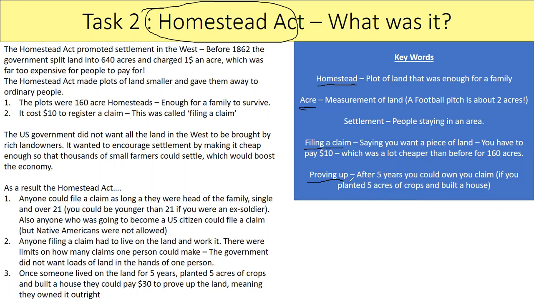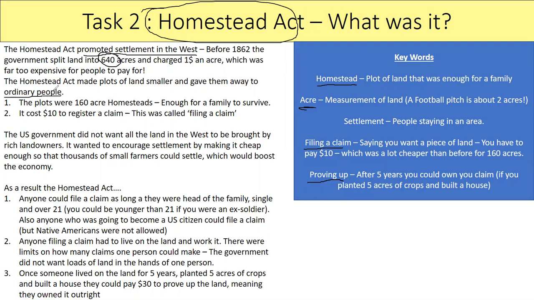So, what was it? The Homestead Act promoted settlement in the West. It promoted people moving there. Before 1862, now this was before the Homestead Act, the government split land into 640 acres and charged $1 an acre. Now, if we want some quick maths there, that's going to cost $640. That's very expensive. For the ordinary person in America, that was really expensive to pay. So the Homestead Act made it cheaper. The land became smaller, but it became a lot cheaper for the ordinary people of society.